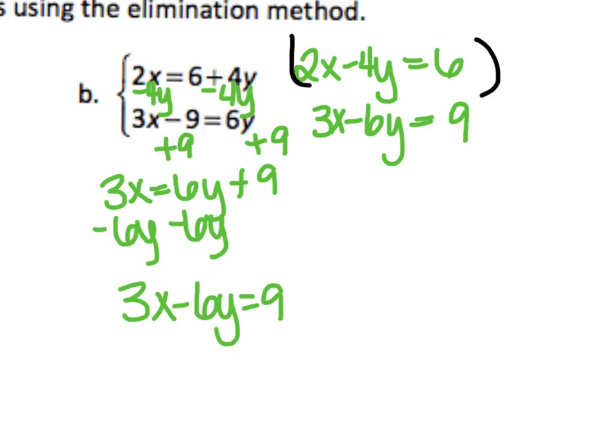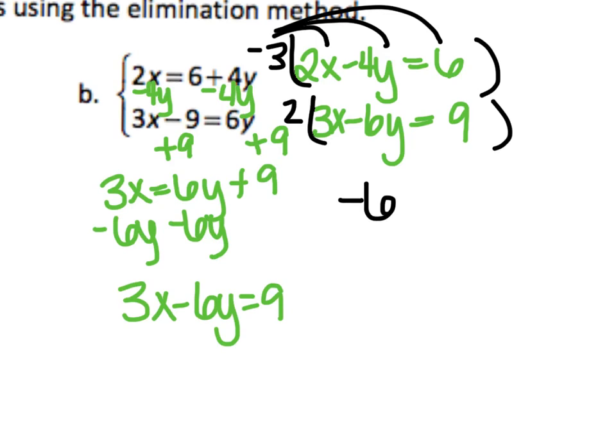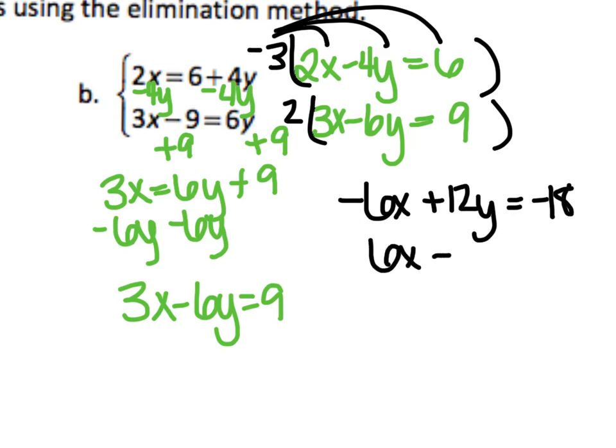So I'm going to multiply the first one by a 3 and the second one by a 2. Since the original numbers by the x's were both positive, I need to pick one of them to be negative. So I'll pick the first one to be negative. So now I'm going to distribute this 3 to everything inside. So I'm going to get negative 6x plus 12y equals negative 18. And then I'll have 6x minus 12y equals positive 18.